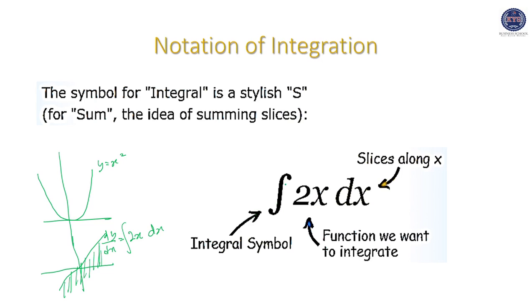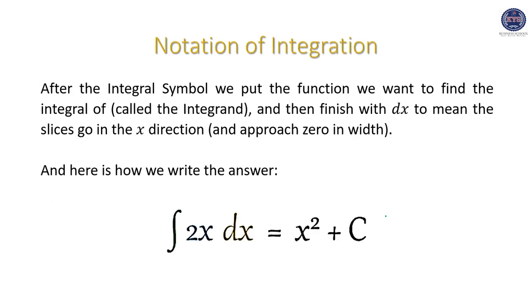Okay, so the right way to write the method of integration is that you have to start with the integral symbol, this stylish S, followed by 2x. 2x represents the function that we want to integrate, or we call it the integrand. And then multiply with dx. dx represents integrate with respect to x, or slices along x.